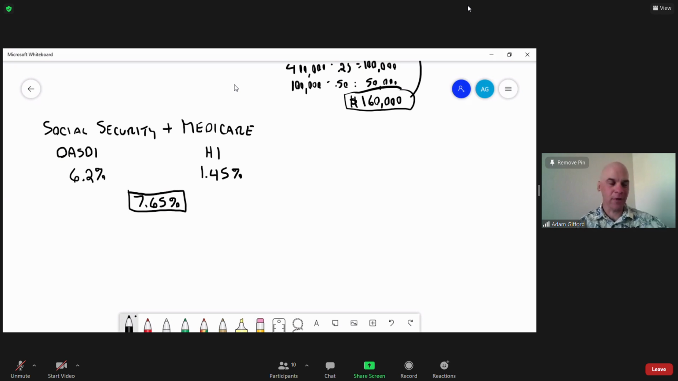Something else we didn't cover in class, but I think it's always good to know. So you pay 7.65%. Your employer also pays the same amount. So really, you've got about 15.3% of a tax. You pay half, your employer pays half. So your employer is also paying 7.65% of your pay going into OASDI and HI. You don't need to know that, but I don't think we talked about that in class.